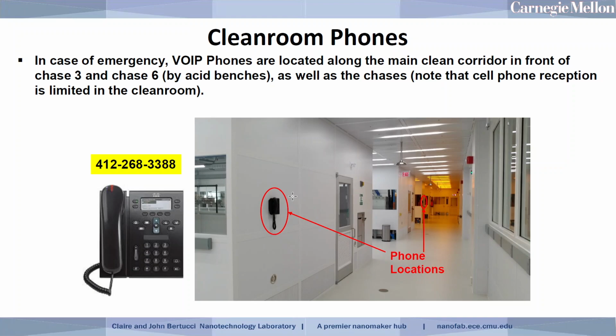So the general lab number, if you wanted to call into this phone, is 412-268-3388, or simply you can dial 83388. Right next to each one of these phones is a little placard that has contact information for EH&S and for campus police, the 82323 number. There are also contact numbers there for reaching the staff, so our personal cell phones are on there as well.